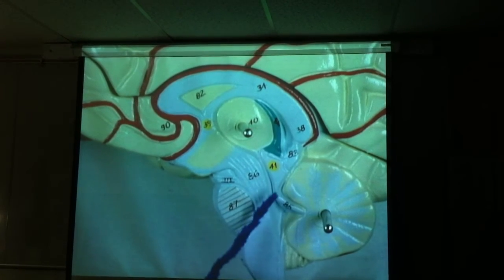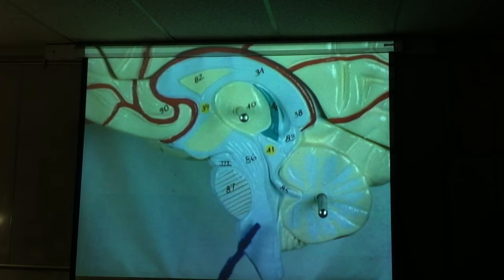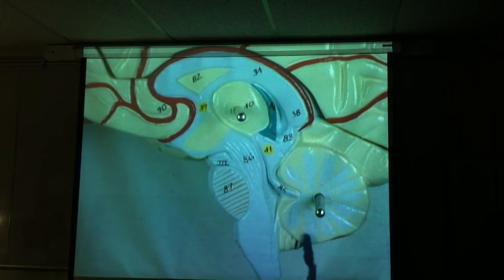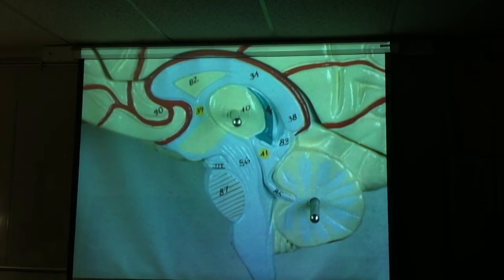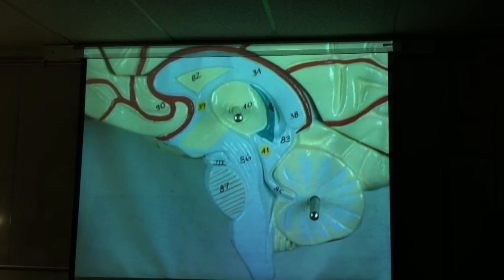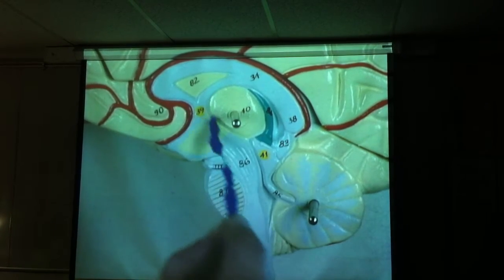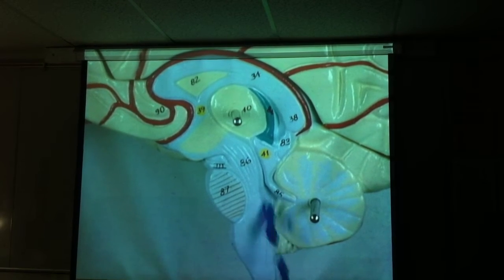Moving on to the mesencephalon here, we have the pons, and the medulla oblongata, the cerebellum, with the gray cortex and then the white matter creating the arbor vitae. Looking at the ventricles, we have the third ventricle here, the cerebral aqueduct, and then this would be your fourth ventricle.